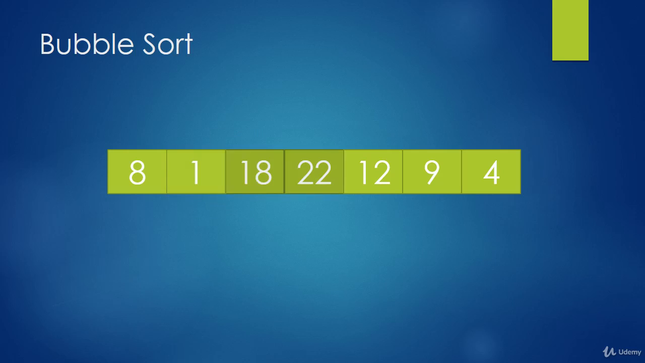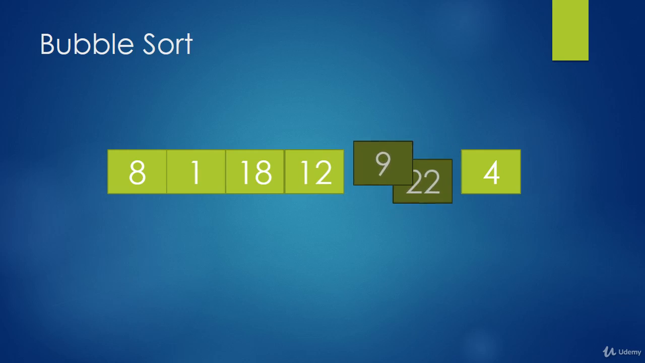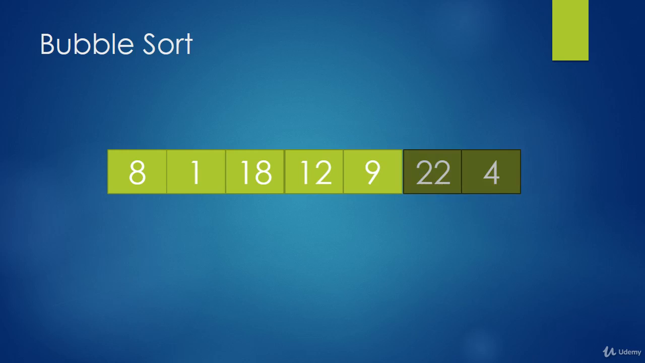We move on to next two numbers, 18 and 22. 18 is smaller, so that means that they are in correct order. So we just move on to next two numbers. Now we compare 22 and 12. And once again, we swap them. 22 is also bigger than 9, and obviously 22 is bigger than 4. You can see that 22 kind of bubbled to the end.